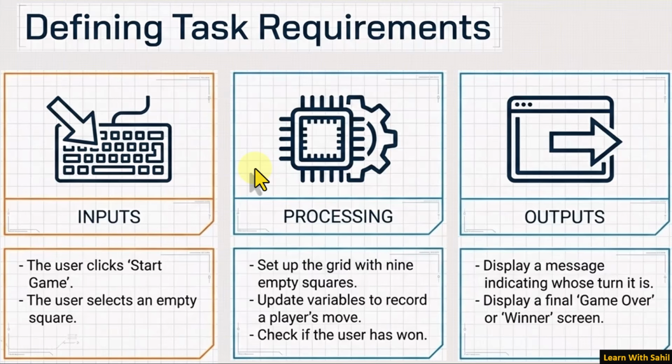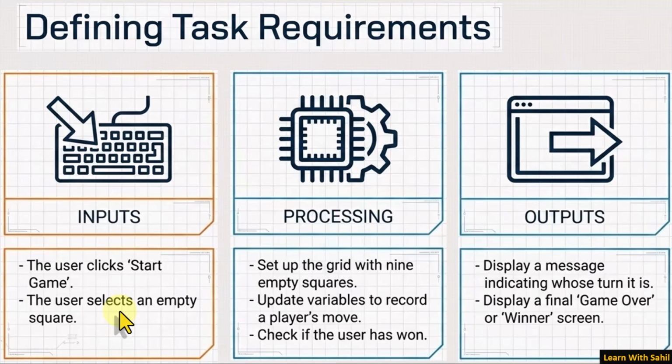requirements, and three very important things are there: inputs, processes, and outputs. You have to think what inputs the problem needs from the user, what processes, or what things, it needs to do, and what information it needs to show the user. So in our game example, the inputs are, for example, the user clicks start game and the user selects an empty square. They are just the inputs the game receives from the user.